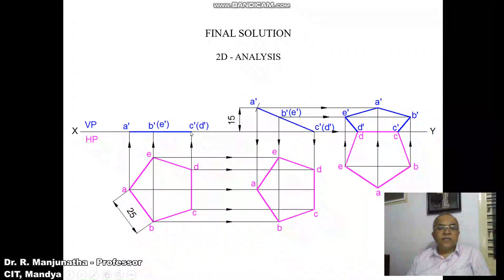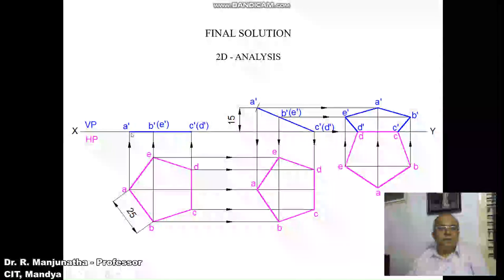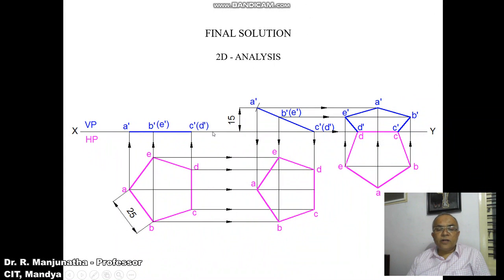Now he says one of the sides is on HP. The side which is on HP is C dash D dash. So this is the side. The corner opposite to this side is going to be A dash.